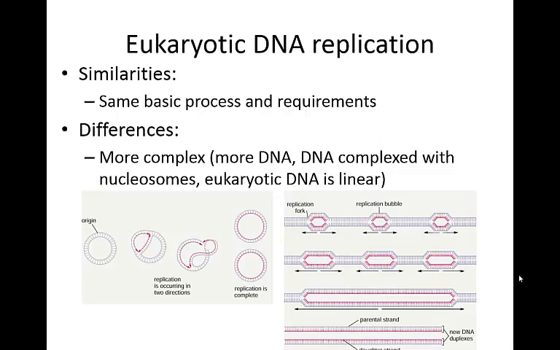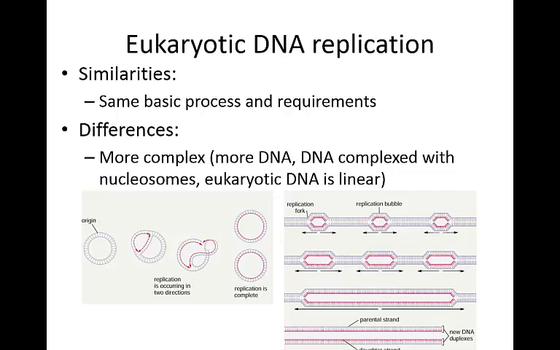However, there are differences, and the main difference is because the eukaryotic DNA is just simply much more complex. And it's more complex because we have a lot more DNA, and the DNA is going to be complexed with nucleosomes. And we'll talk more about the structure of the chromosomes in the next couple of lectures, and so that'll be chapter 12 material. The other major difference is that the eukaryotic DNA is linear.